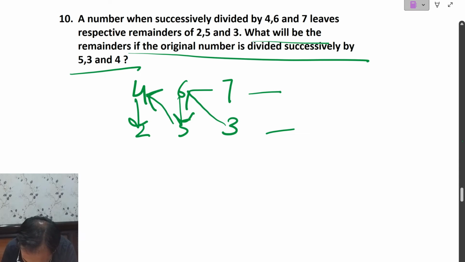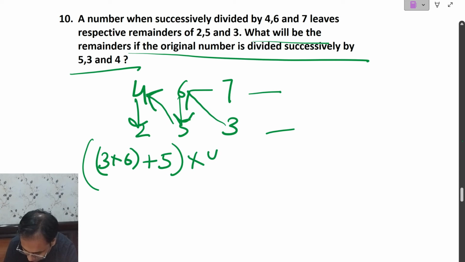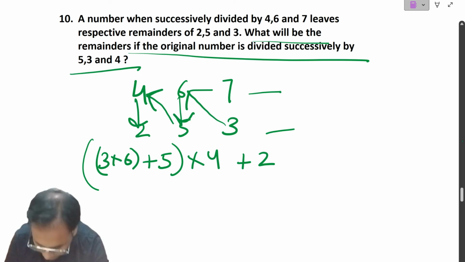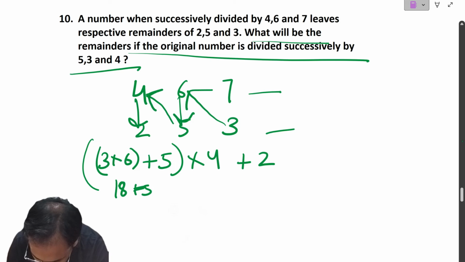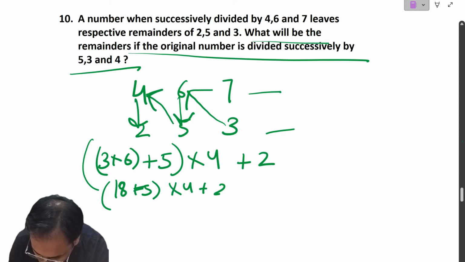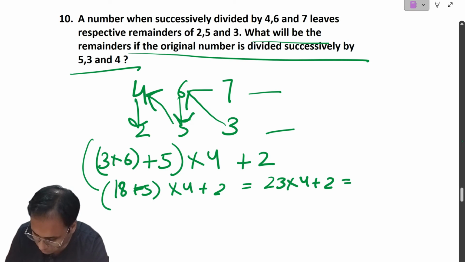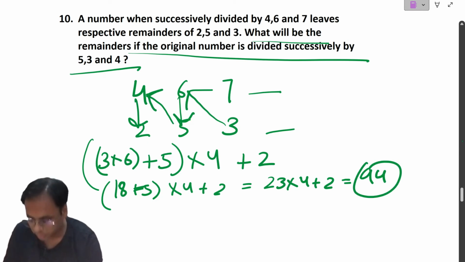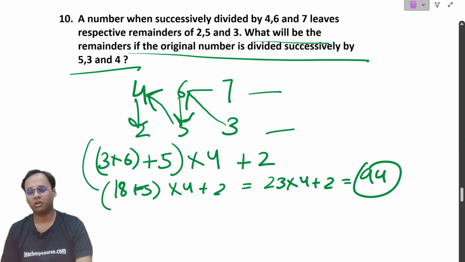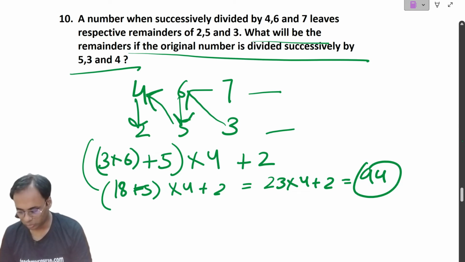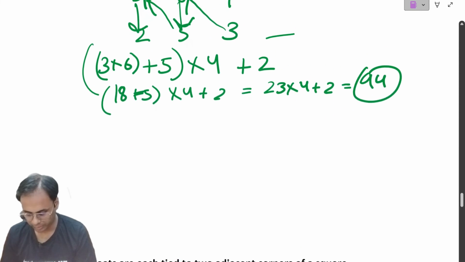Now we write it like this: 3 into 6, plus 5, then the arrow goes towards 4, so the entire content is multiplied by 4, plus 2. This is how we do it. So 18 plus 5 multiplied by 4 plus 2, which is 23 into 4 plus 2, which is 94. So 94 is the original number. I hope you like the trick of finding the original number. This is the original number we are looking for.